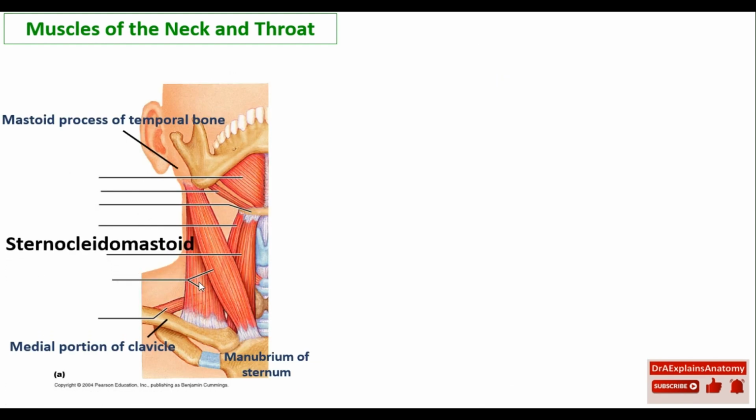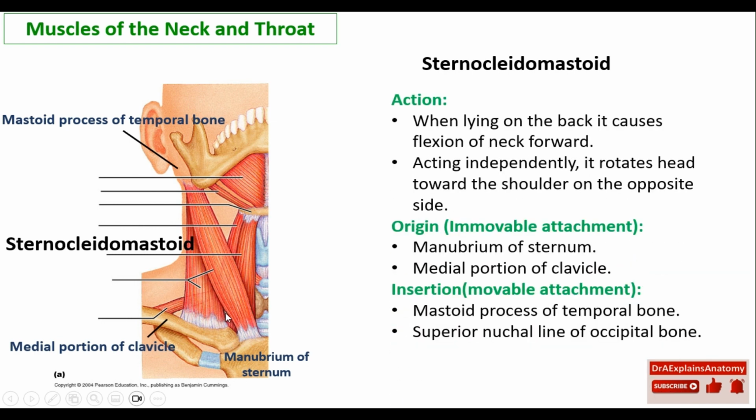Moving to the sternocleidomastoid muscle, which is this muscle right here. The action, when lying on the back, the sternocleidomastoid muscle causes flexion of the neck forward. It also acts independently as it rotates the head toward the shoulder on the opposite side.